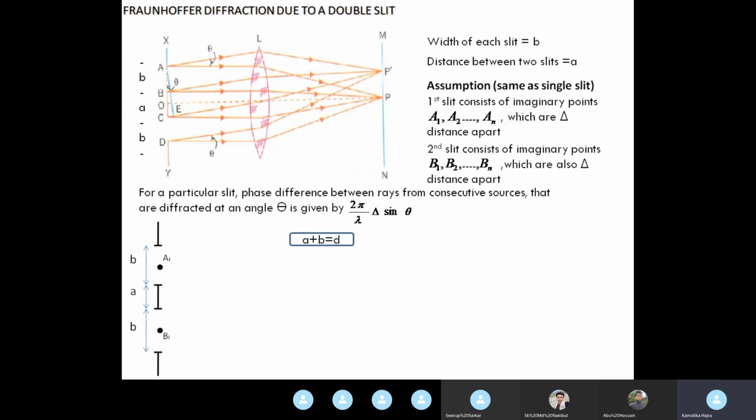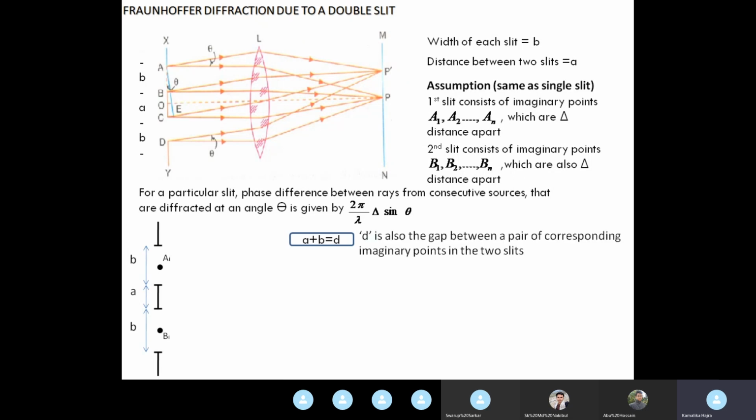Remember that A plus B is equal to D. So I would be given the values of A and B when I am doing an experiment on double slit diffraction. I would be given the values of the opaque space and the slit width. So I know A and B, and I take the sum of these two as D.